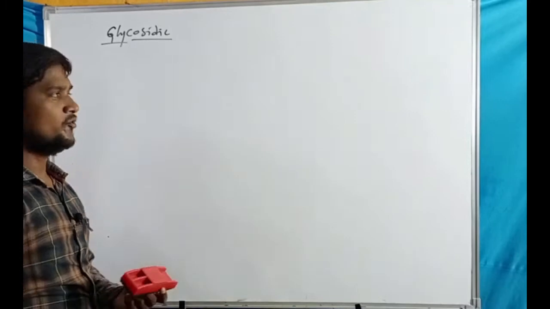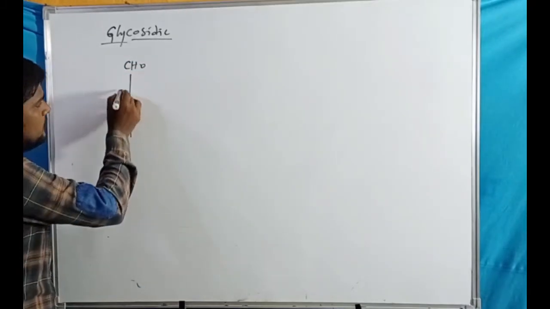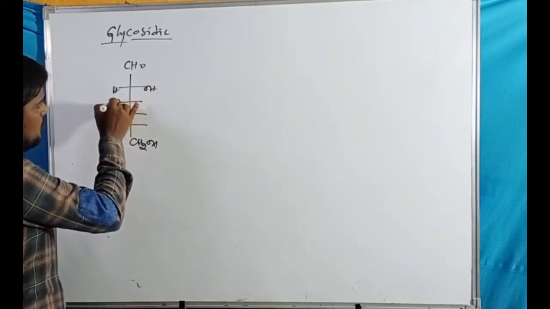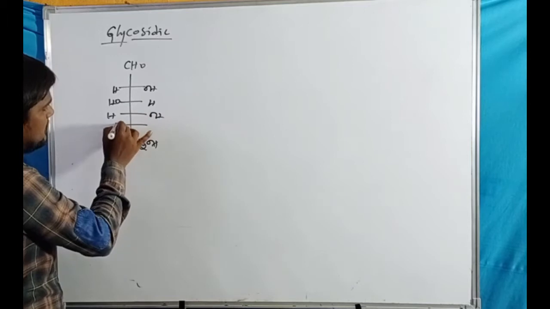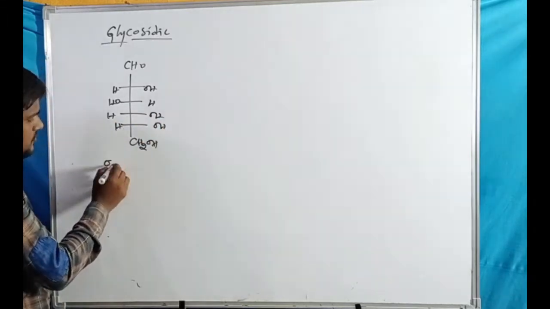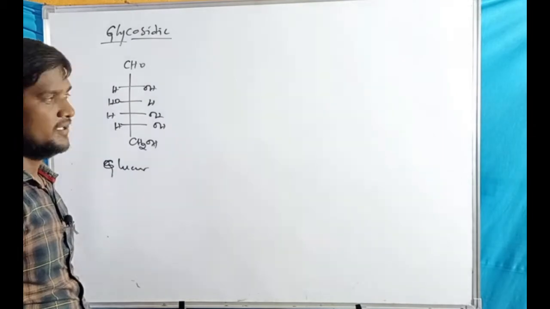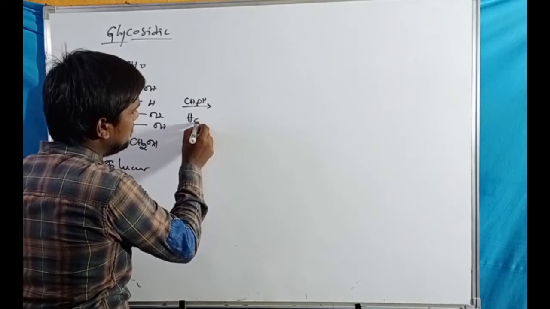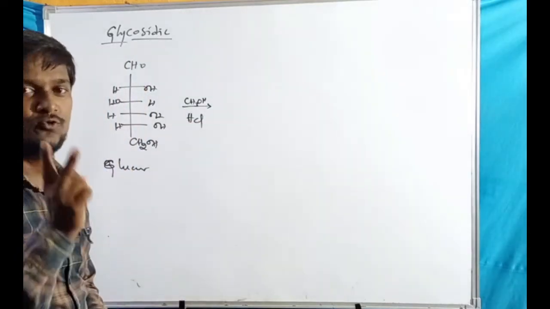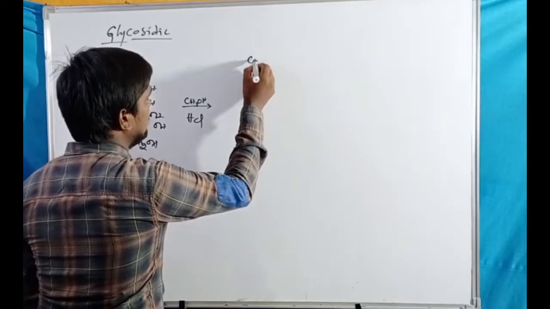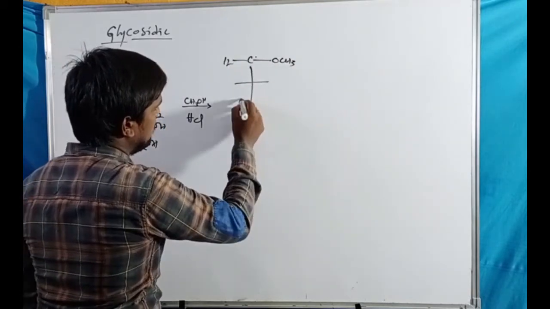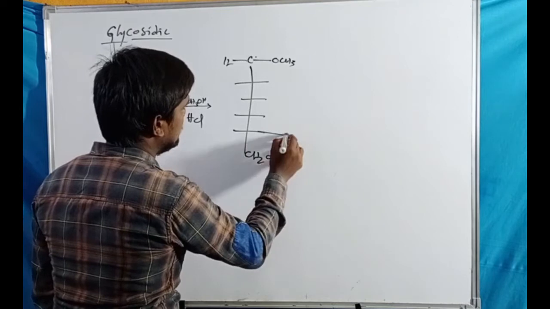First of all, here is the open chain structure of glucose, with HOH, OHH, HOH, HOH. This is the open chain structure of the glucose moiety. Whenever it is treated with methanol in the presence of HCl, it forms two types of isomer. We have already discussed that it forms two types of isomer. OCH3, H, CH2OH. This is the cyclic form.